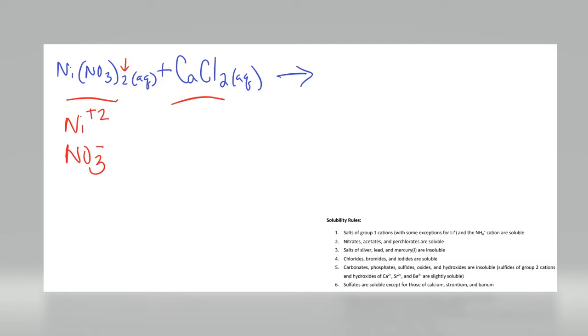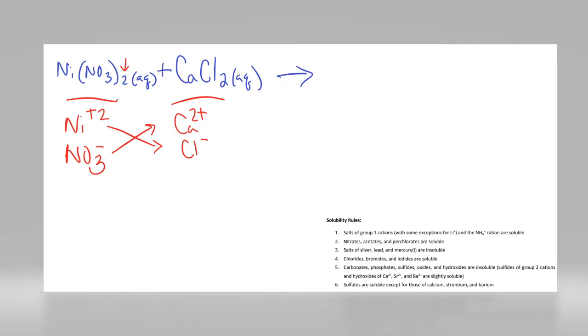On the other species, we have a calcium, 2+, and a chloride -. Those are always going to be those charges. So to figure out what the products would be, you're essentially going to swap the species. So calcium and nitrate will bond or come together. We'll see if they're going to be a solid or not based on the rules. And then we have your nickel chloride.